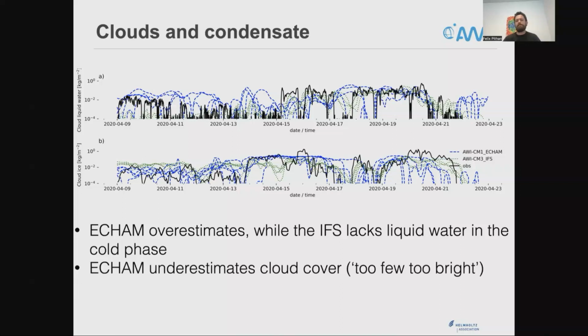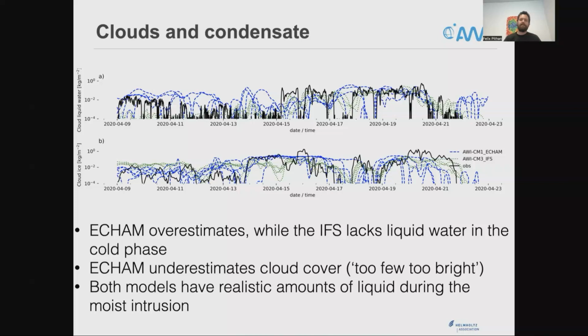ECHAM also happens to underestimate cloud cover in that period. So the cloud's pretty much ubiquitous in the radar signal, but we only have partial cloud cover in ECHAM. And both models have a rather realistic amount of liquid during the moist intrusions.